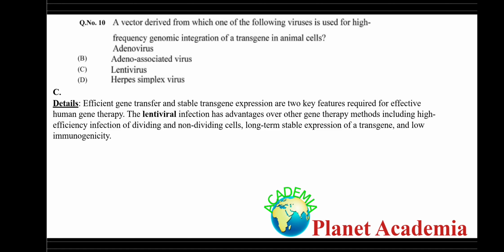Option D. A vector derived from which one of the following viruses is used for high frequency genomic integration of a transgene in animal cells? Option A, adenovirus. Yes, it is used, but the efficiency, stability, and immunogenicity are not favorable. Adeno-associated virus is much better, but lentivirus is best among all of these.